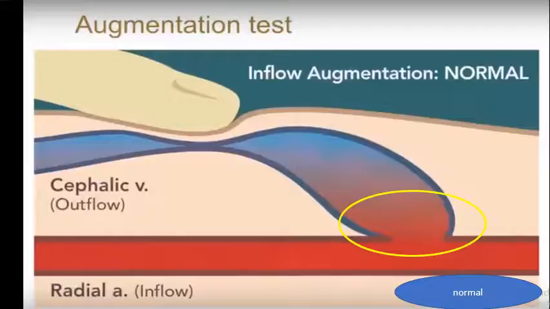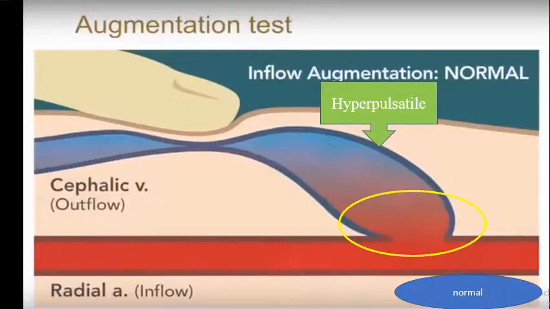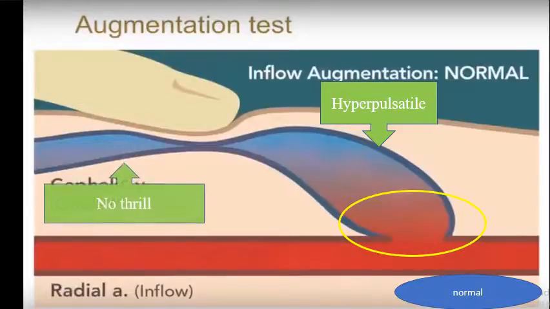So this will cause the segment between your finger and the fistula to be hyperpulsatile, and the thrill will be absent after the site where you close by your finger. This is usually or normally what will happen if you do the augmentation test. Again, the augmentation test is to close the vein 2 centimeters away from the site of the AV fistula.